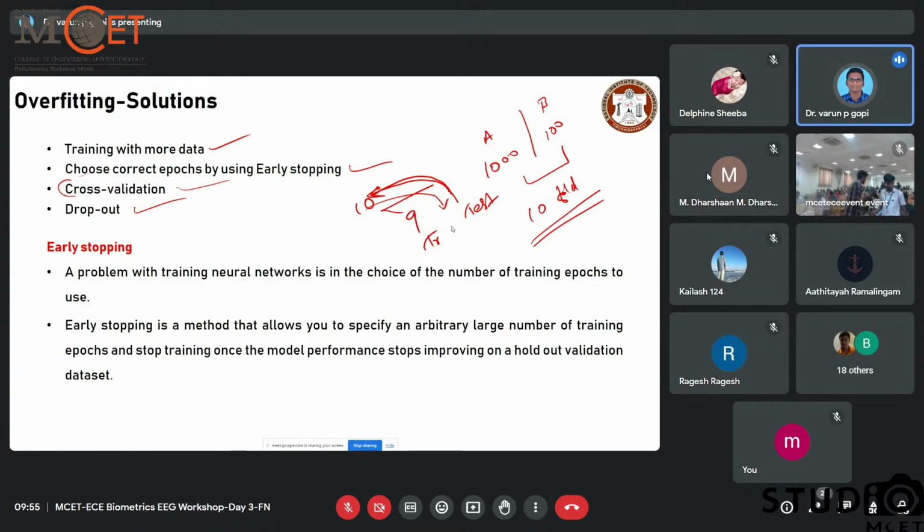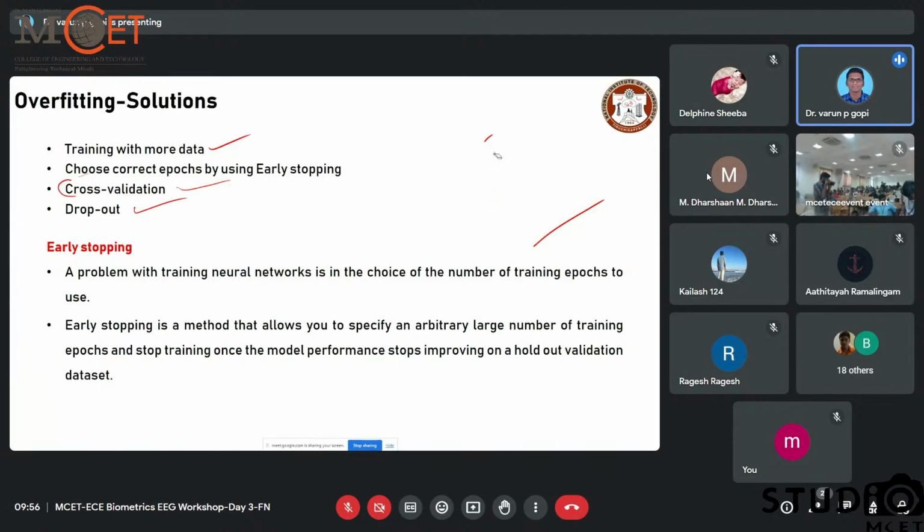So this is better when we go with a huge data imbalance or you have a small amount of data. And dropout we have already seen, and choose the correct epochs by early stopping. So when you go for neural network training, you can set the epochs by early stopping. That means you can have a patience. Patience means you are setting the patience level.